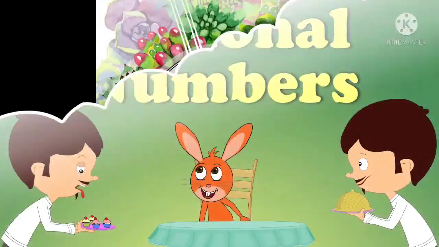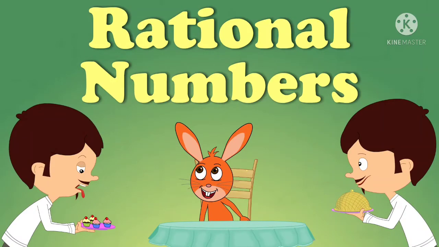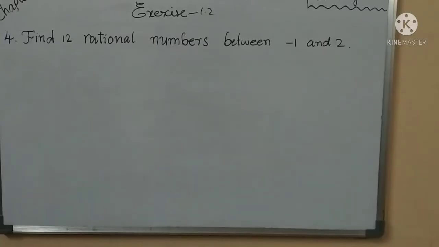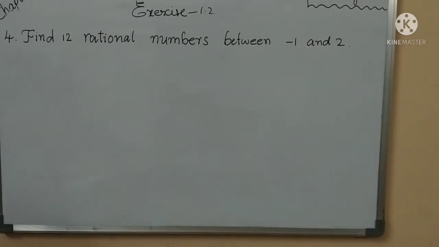Today's class is Chapter 1, Rational Numbers. In the previous class, the first three problems of Exercise 1.2 were completed. Next, the fourth question of Exercise 1.2. All of you open the textbook, dear students. Fourth question: find 12 rational numbers between -1 and 2.